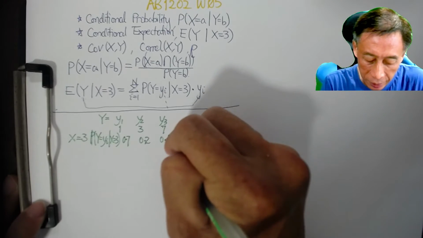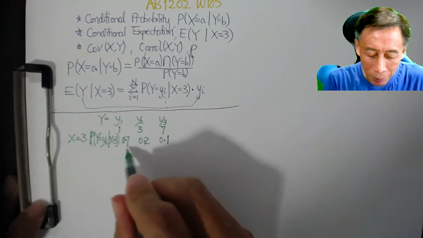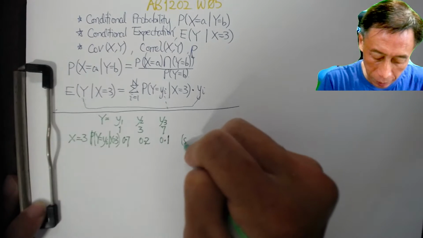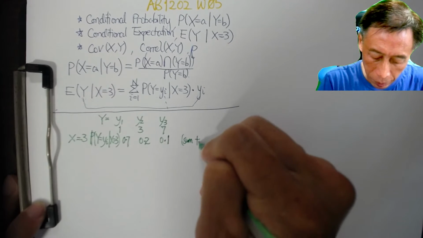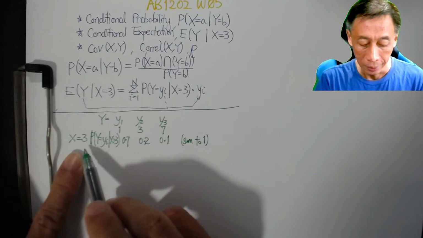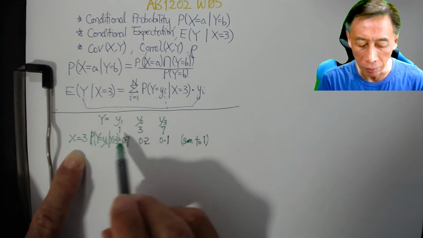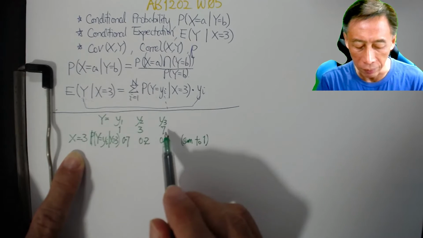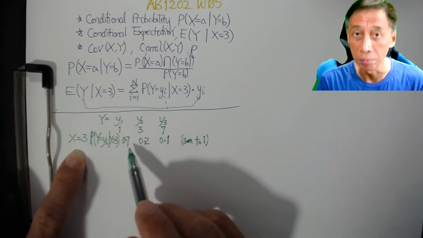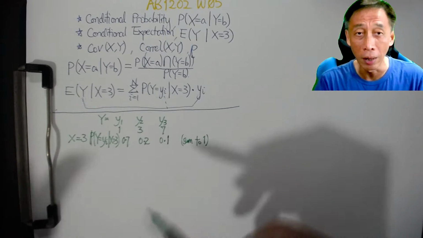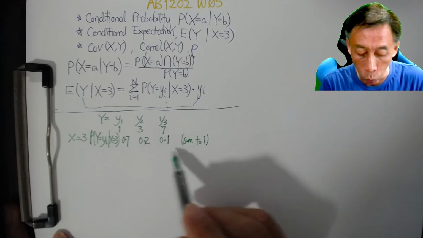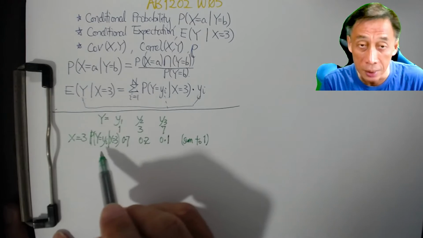So that's the idea here. And notice they add up to 1. They sum to 1 because, given that x is 3, all possible occurrences of y being 1, 3, or 7 must be the entire population, right? Must be accounting for 100% of the occurrences. And that's why the probability has to add up to 1 in this conditional sense.